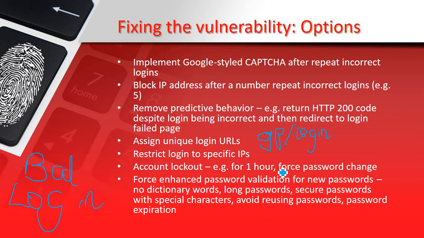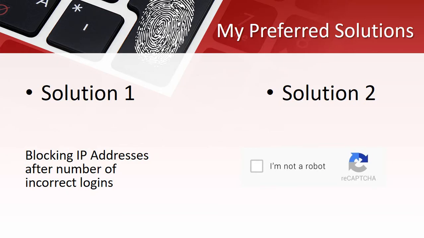We could ban IPs, account lockout for 1 hour, forced password change. We could do forced enhanced password validation on secure new passwords. So we'd no longer have passwords as simple as Ronaldo. Instead, we could force that in future to be Ronaldo with a capital Q, exclamation point, question mark, and a capital X. A couple of numbers thrown on the end as well, just to make it even more secure and reduce the chances of it ever being found within a list of most common passwords. So these are my solutions that I've implemented.